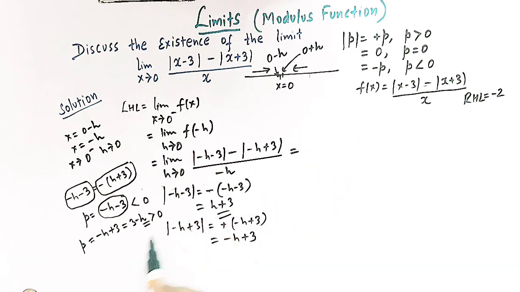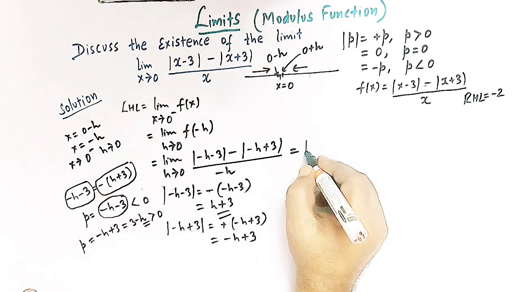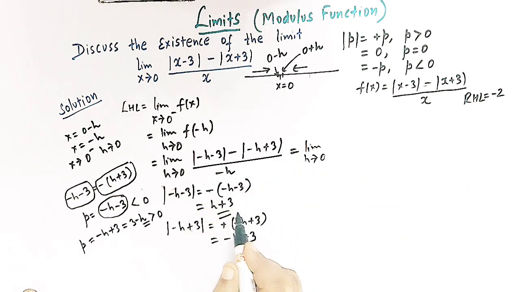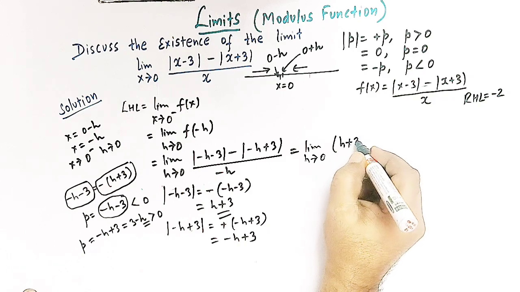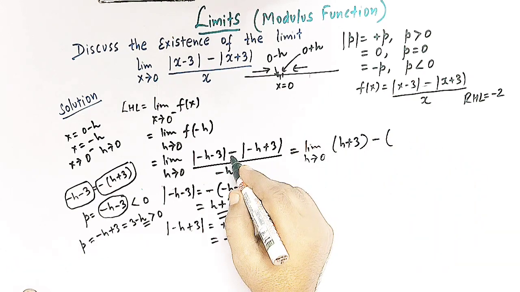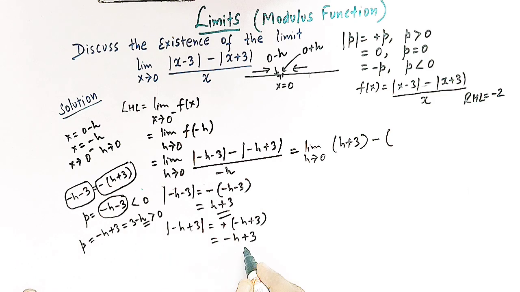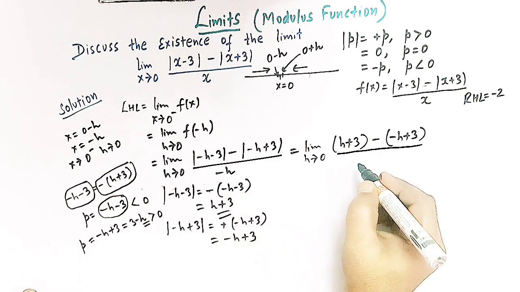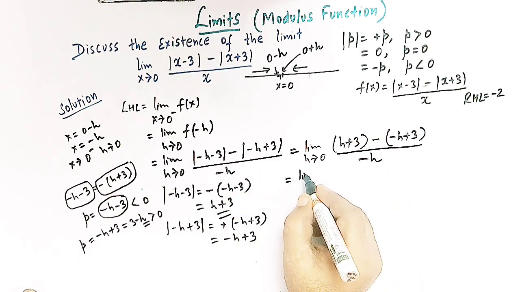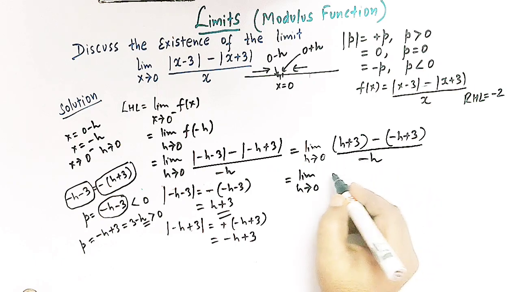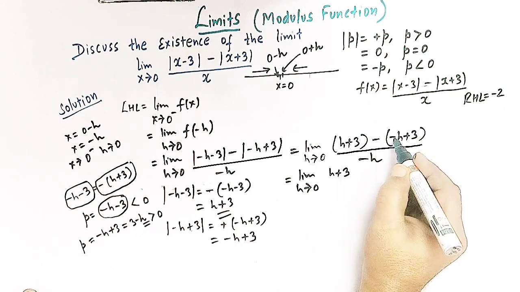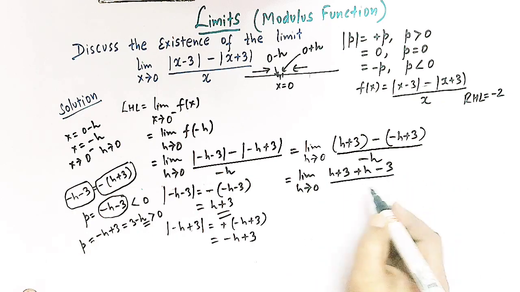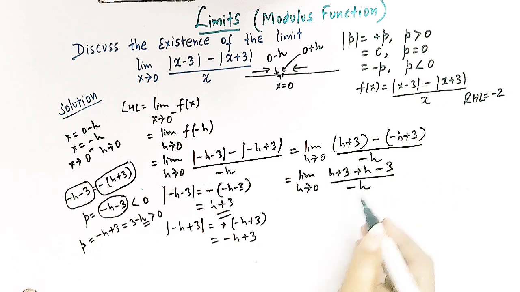So now we can write the left hand limit as limit h tends to 0, and mod of minus h minus 3 is simply h plus 3, and here we have the negative sign. Then mod of minus h plus 3 is minus h plus 3, and in the denominator we have minus h. So let us simplify the numerator. Here we have h plus 3, minus and minus plus, and here we have minus 3. So in this case we have minus h in the denominator.